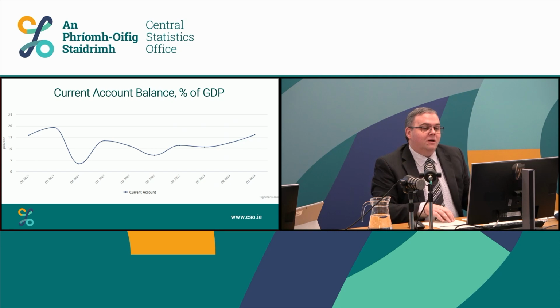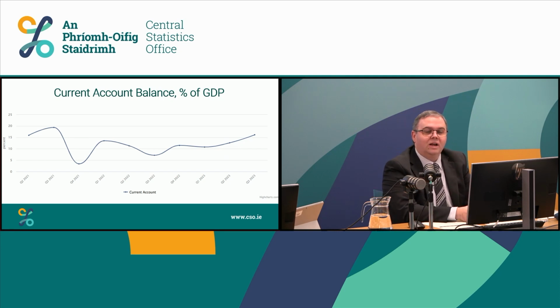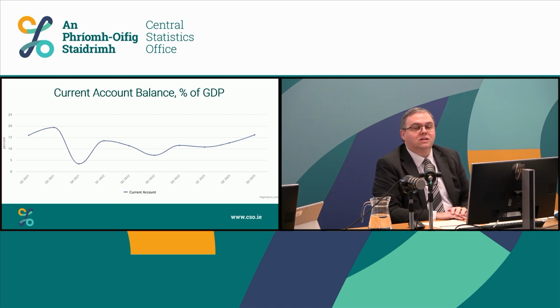Looking at our current account balance as a percentage of GDP, again, with low levels of IP imports for the past few quarters, we're getting a much more stable time series. But we've had a slight increase the last couple of quarters with increases in the current account balance. And so we have our current account balance in Q3 23 of 20.8 billion euros, or 16.2% of GDP.